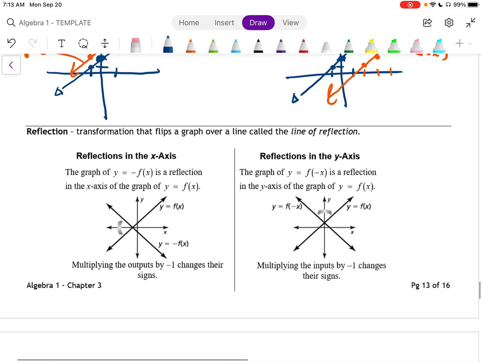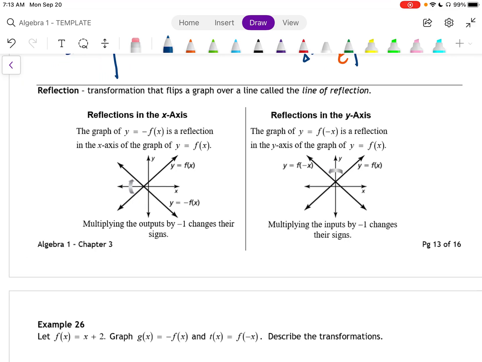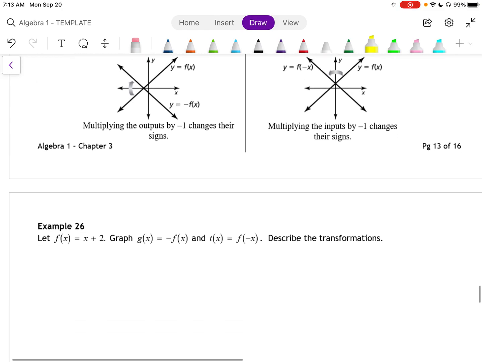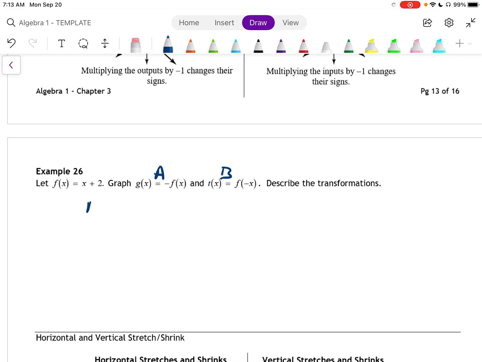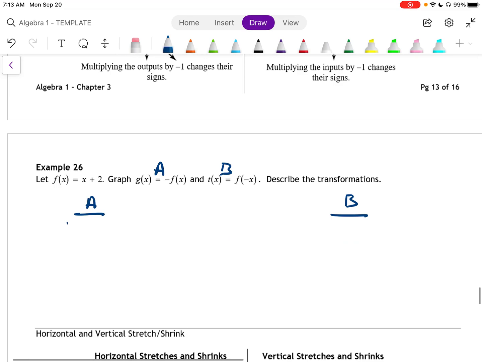All right. Next up, reflection on the axes. A reflection is a transformation that flips the graph. We have where we put the negative out front versus the negative inside. If the negative is out front, then it's a reflection over the x-axis. If it's a negative inside, then it's a reflection over the y-axis. So we have, we'll say this is part A, this is part B. Part A, the negative is out front, so that's a reflection over the x-axis. And then the next one, the negative's inside, so that's a y-axis reflection.